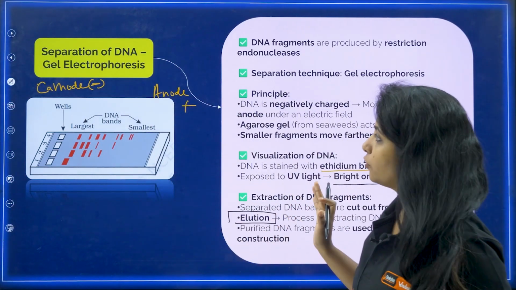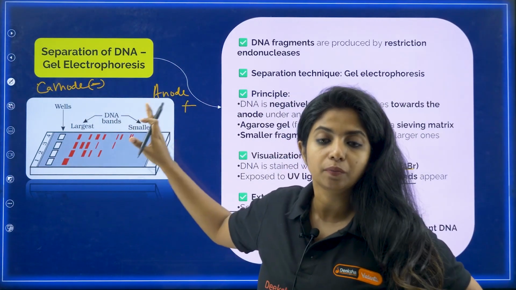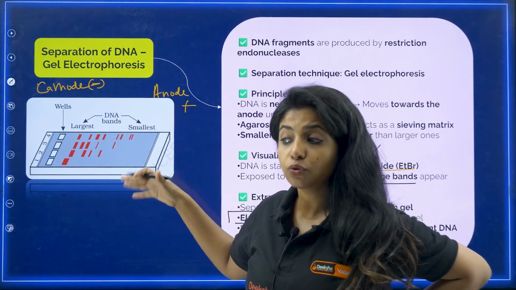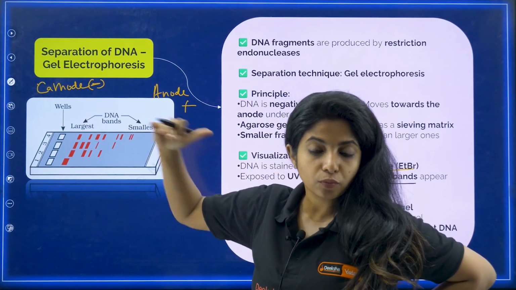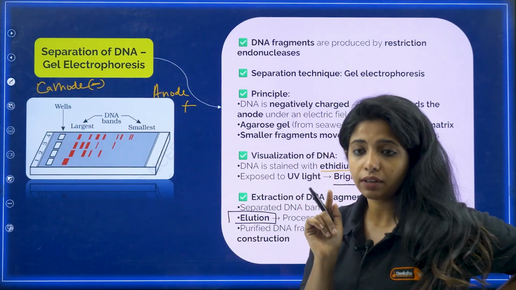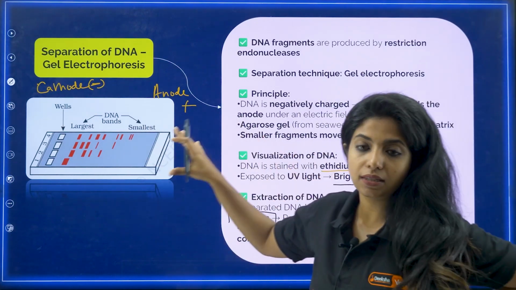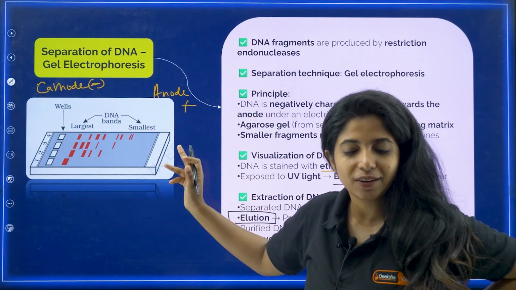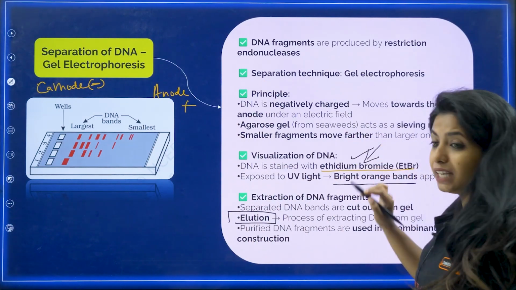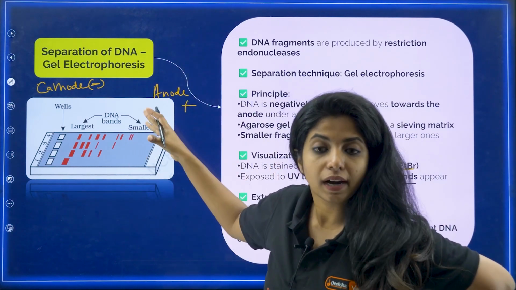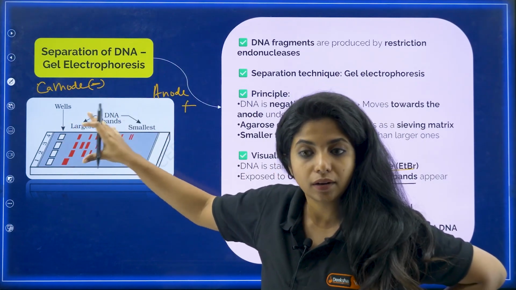Please remember that DNA is negatively charged. It will move towards the positive end. The smaller ones will move really fast and it is going to sieve and move. It is not going to move on the surface, but it is going to sieve and move. All these little things are really important. Now, to visualize this, what do you need? You need UV light, my dear children. But before that, you have to stain. What do you stain it with? Ethidium bromide, EB. Once you stain with ethidium bromide and put UV light, it will show bright orange color bands.